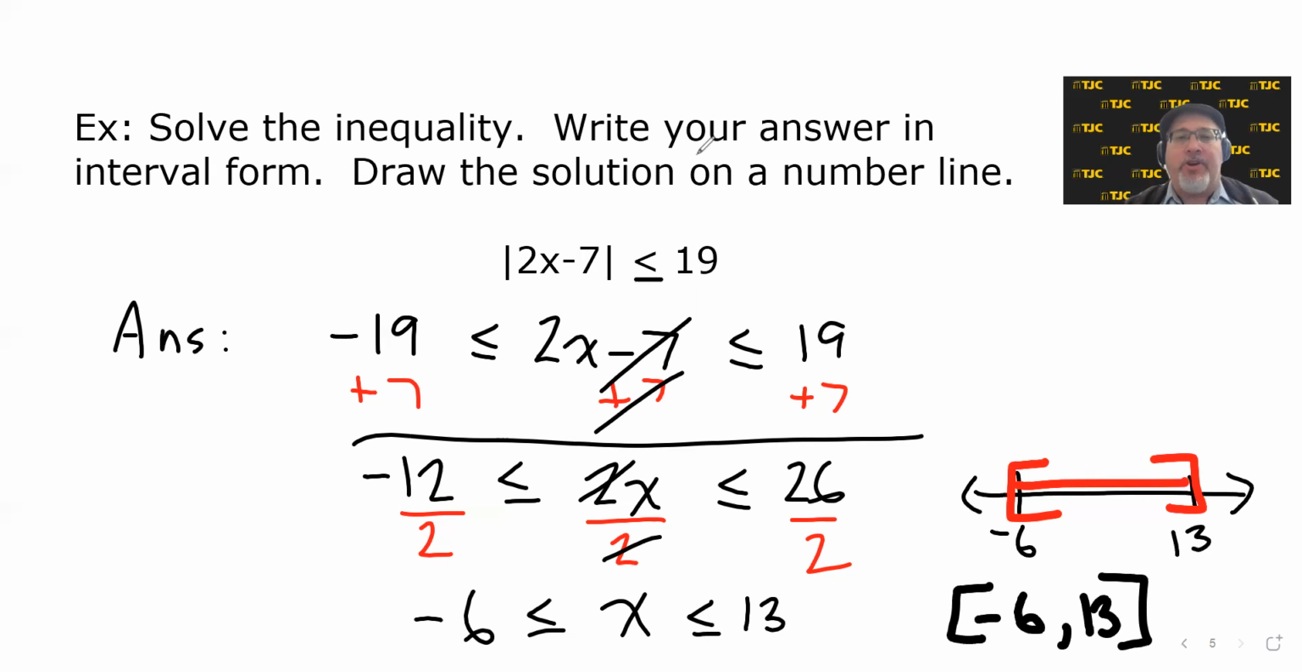All right, in the next video, we're going to look at some situations where things can go a little bit funky, including what happens if that number is negative.